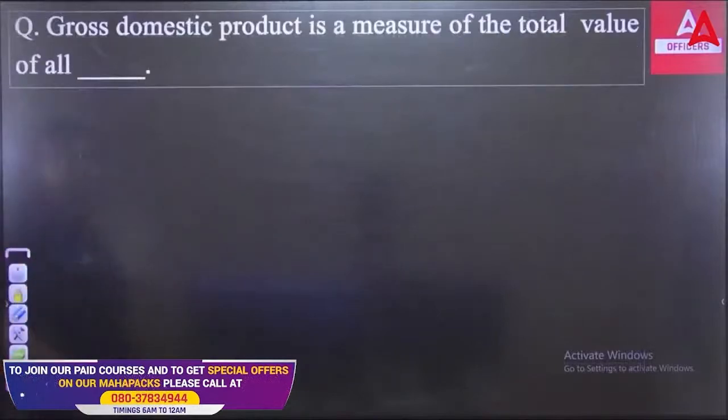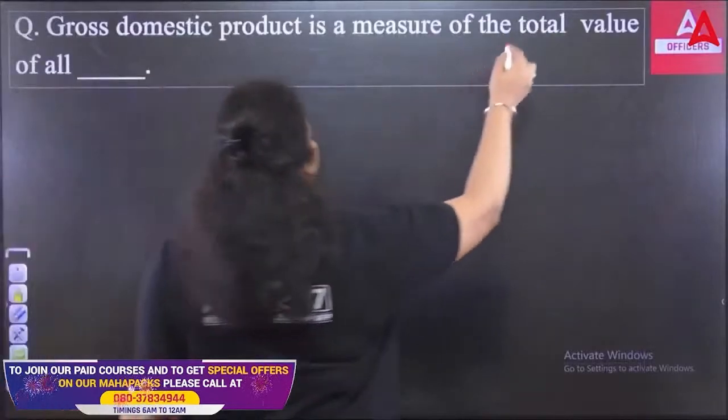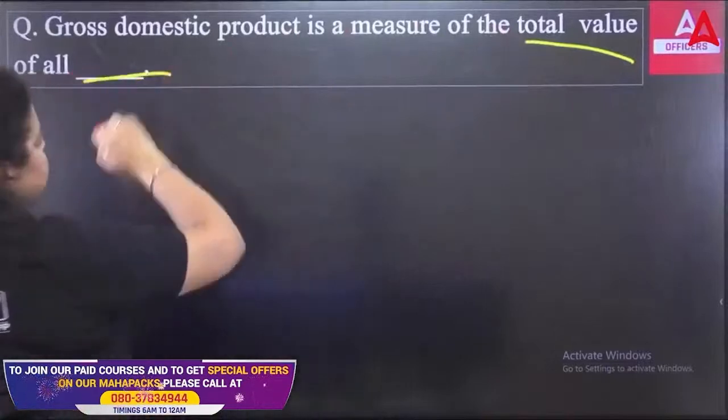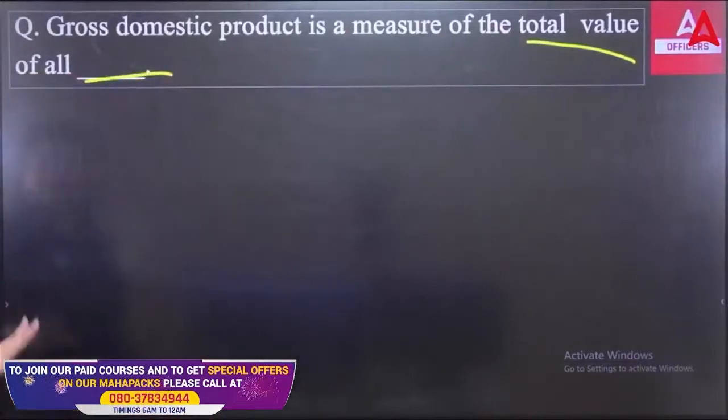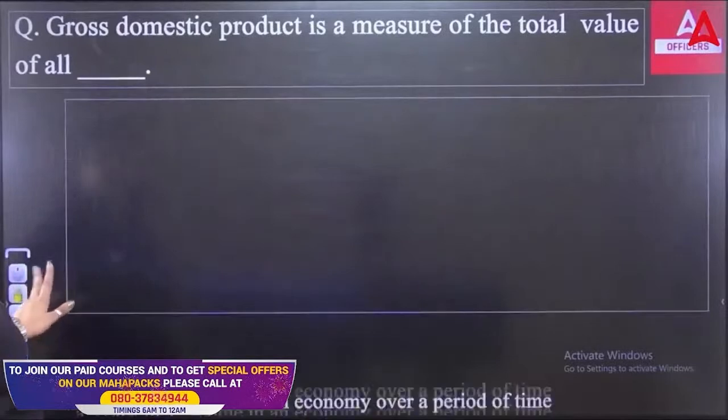Okay, now gross domestic product is a measure of the total value of all dash. So GDP is the measure of the total value of what?